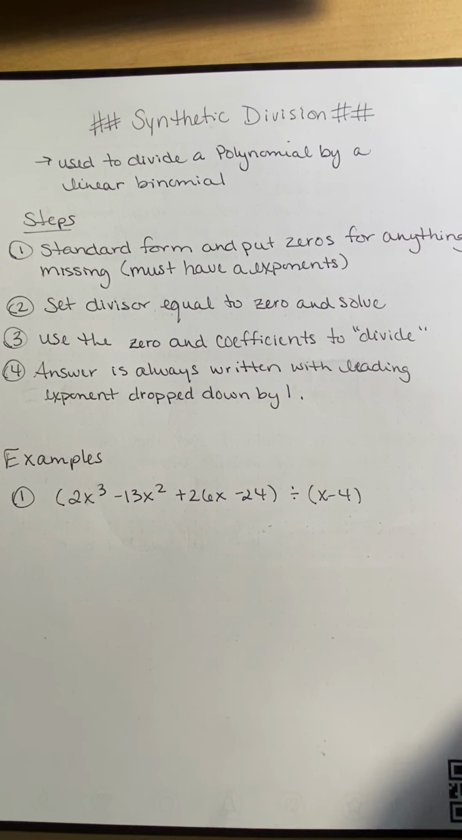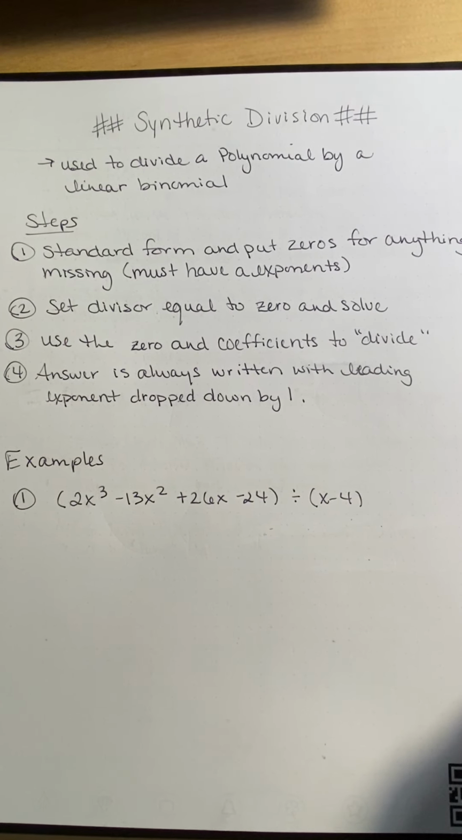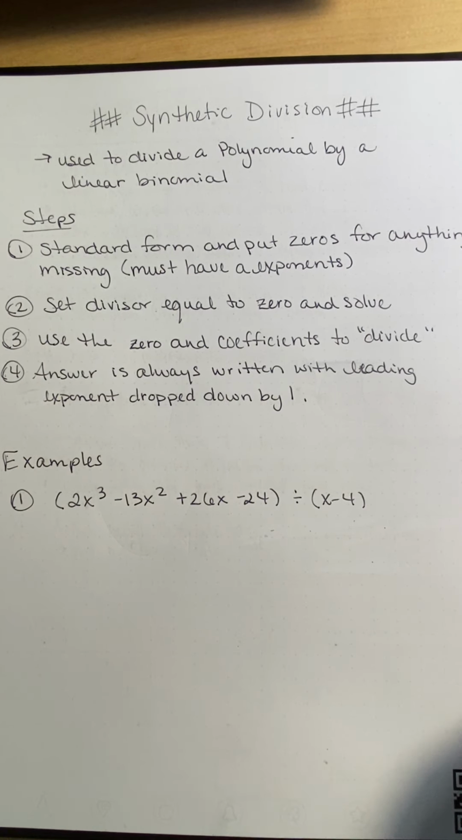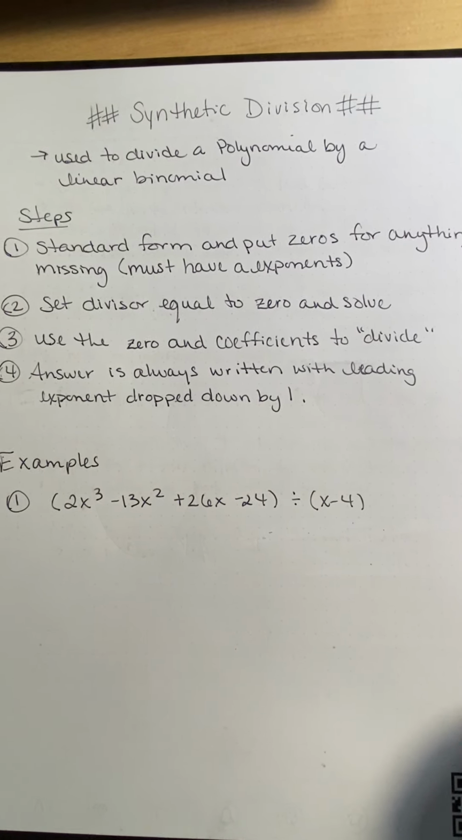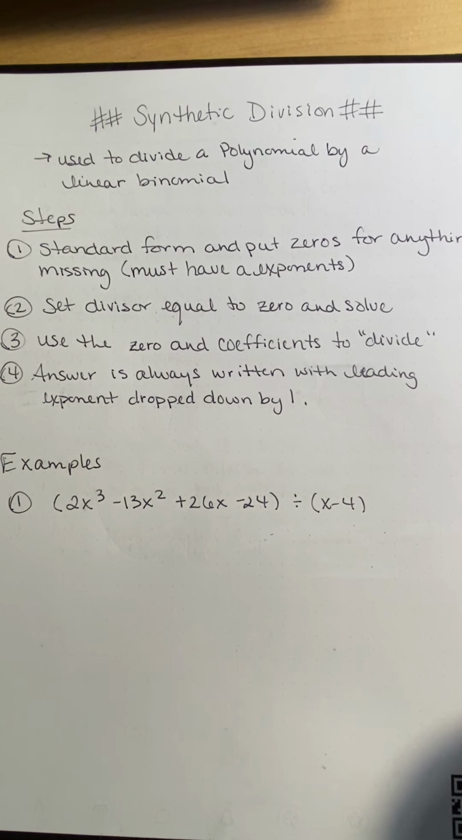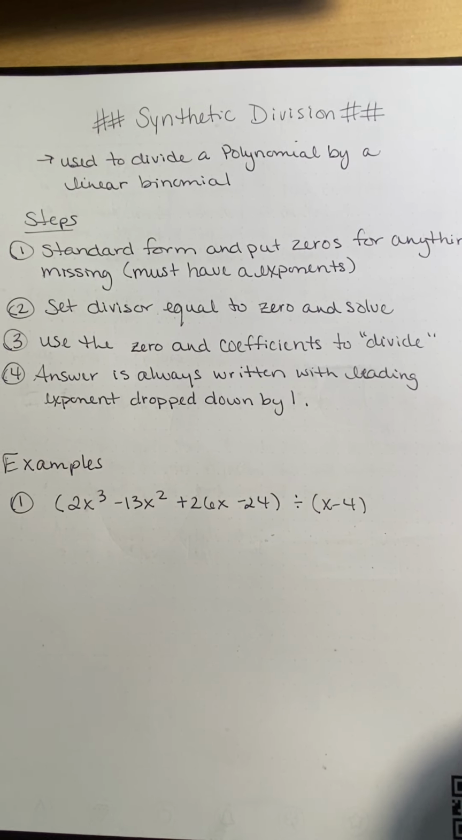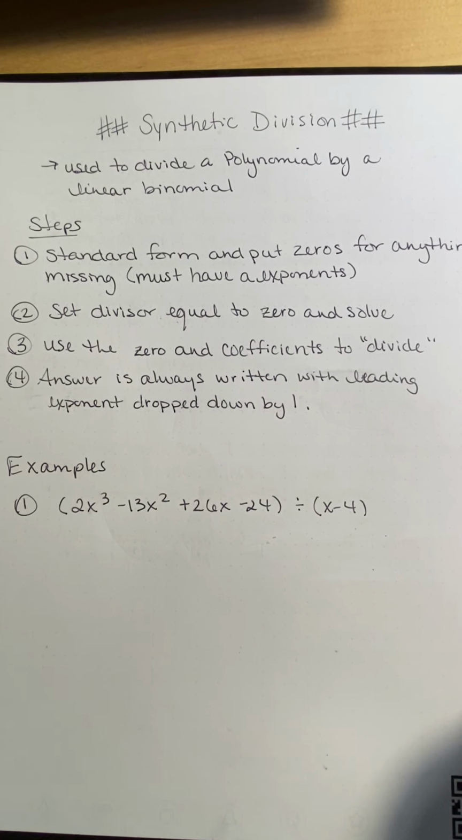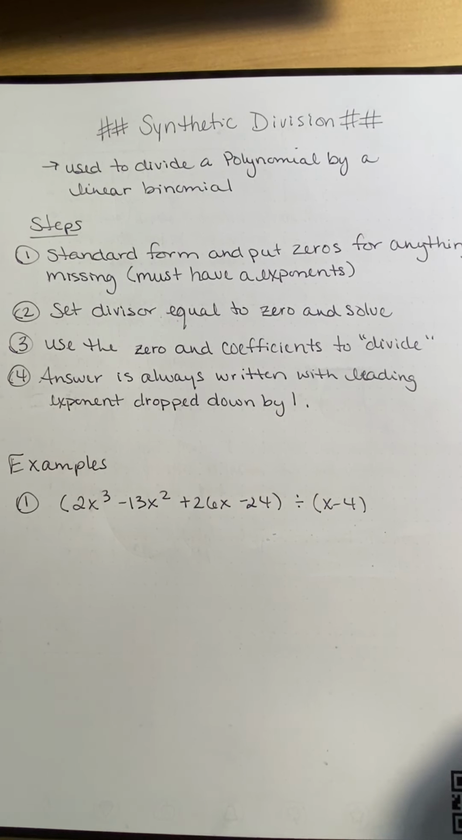Step 2, set divisor equal to 0 and solve. Step 3, use the 0 and coefficients to divide. Answer is always written with leading exponent dropped down by 1. Now, I'm going to work out this example here and hopefully explain what some of this means.